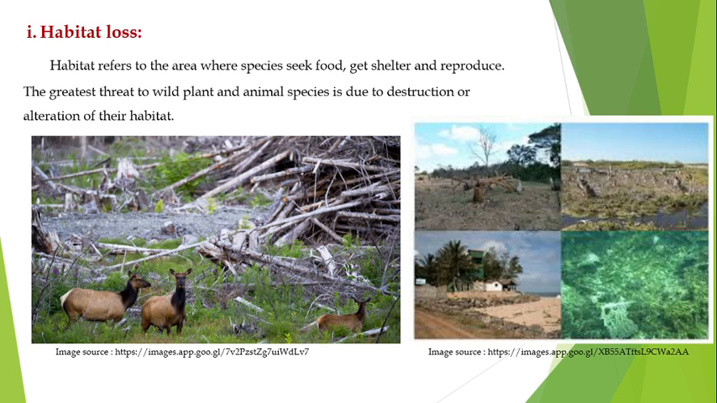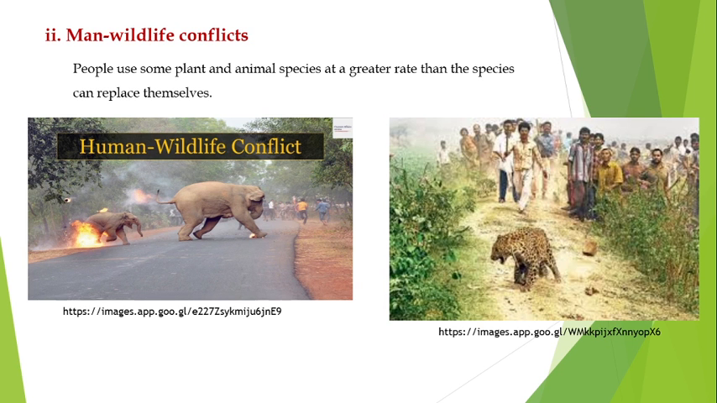Fragmentation exposes species to more light, wind, and temperature effects than are natural, thus affecting the species' survival as food and water resources are lost and few mates remain. In fragmented landscapes, many species soon become isolated from others of their own kind, resulting in inbreeding, loss of genetic diversity, and local extinction. Then the next thing is man-wildlife conflict.